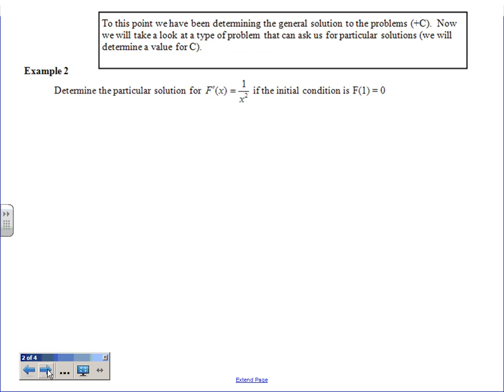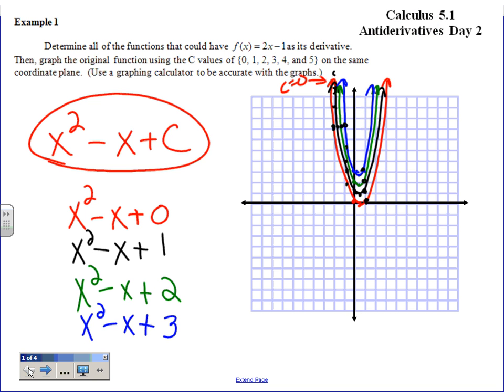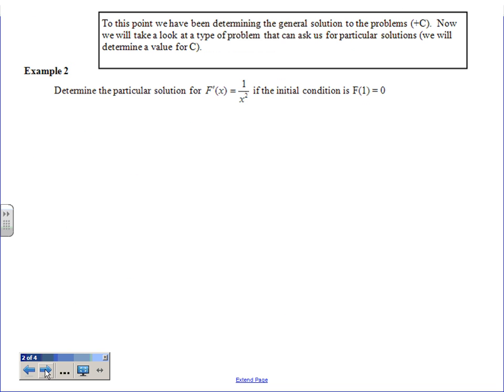So what I need to do is give you a little bit more information. So here I'm saying determine the particular. This here is a general solution, this x squared minus x plus c. That's very general. Could be anything, right? This is going to be very particular. I'm saying there is your derivative, it's 1 over x squared. The initial condition, what do you notice is no longer on this f over here? The prime is no longer on there. So this f prime is talking about the derivative. This f over here is talking about the original.